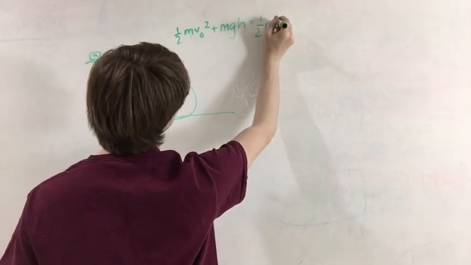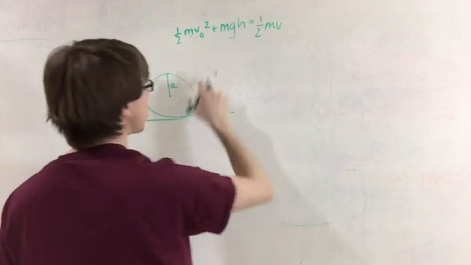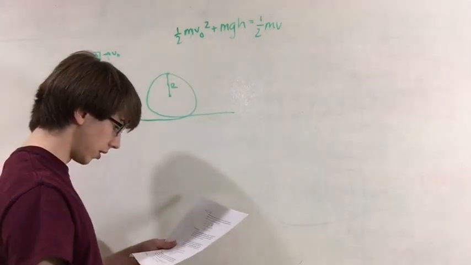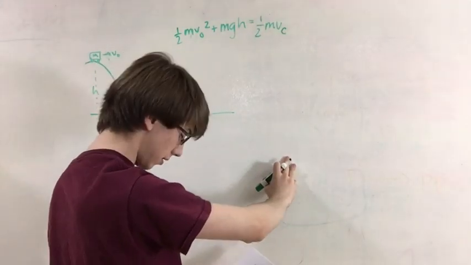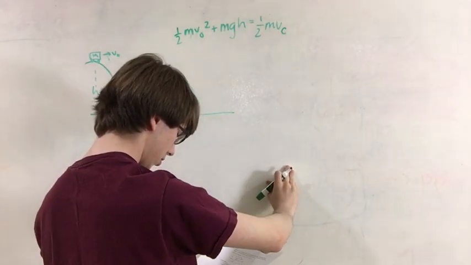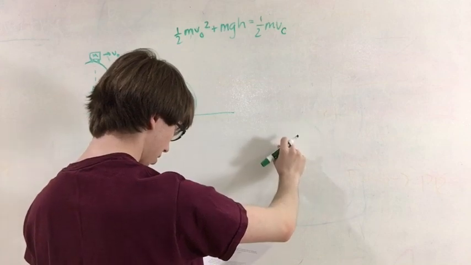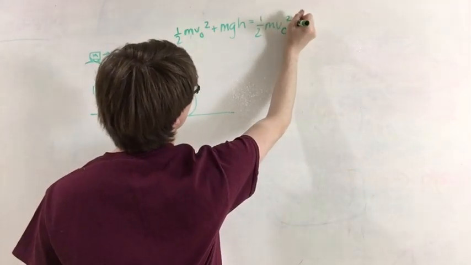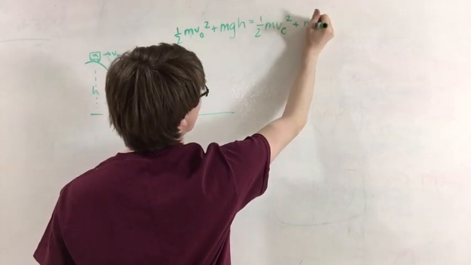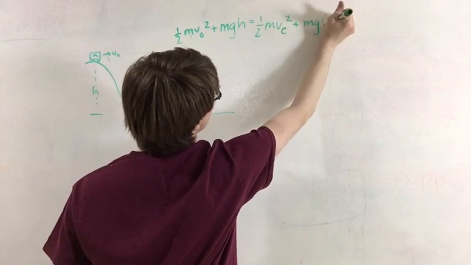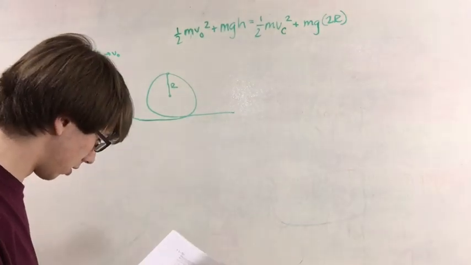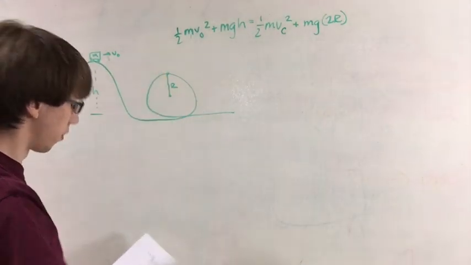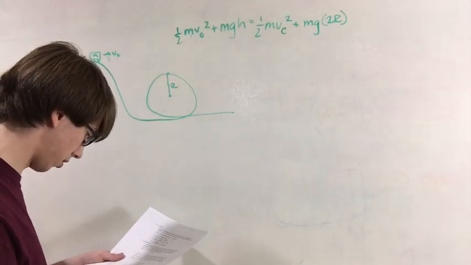1/2 m v. The velocity in the loop is going to be, we're going to call that v_C, right, squared, plus the potential energy mg 2r. All right, because it's a height of 2r from the ground at the highest point.